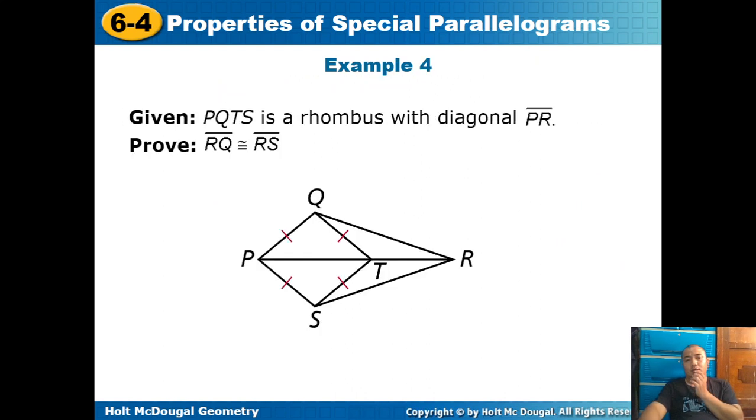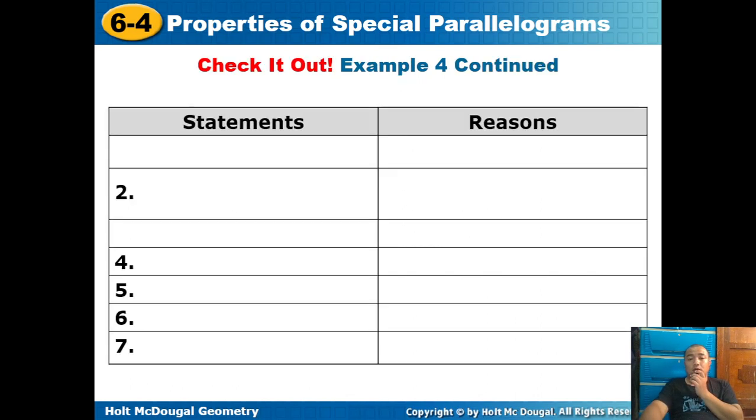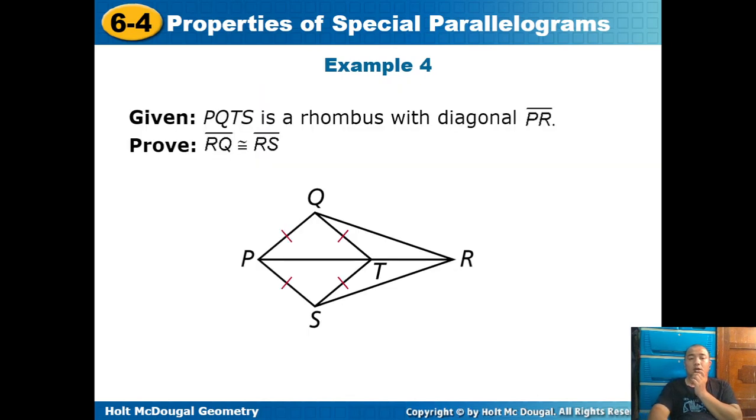And another given: PQTS is a rhombus with diagonal PR. RQ is congruent to RS. Okay, I think you can do it and solve this. It consists of a proof with statements and reasons. As a hint, start with what is given.